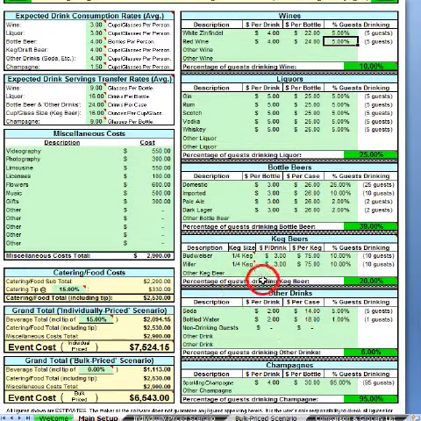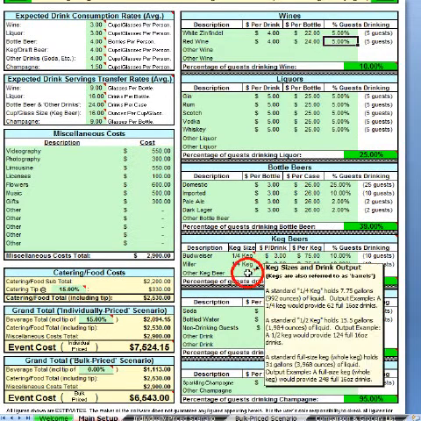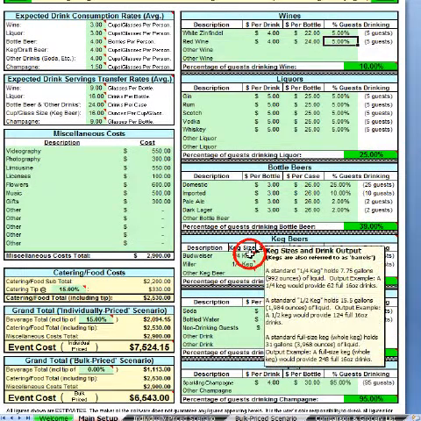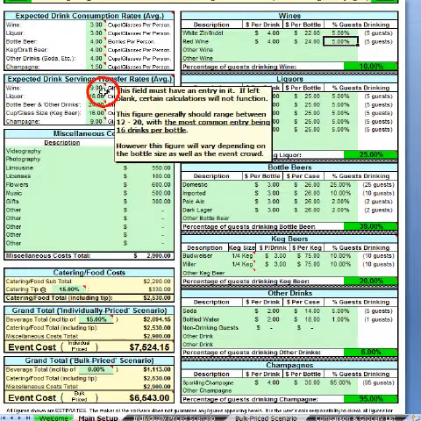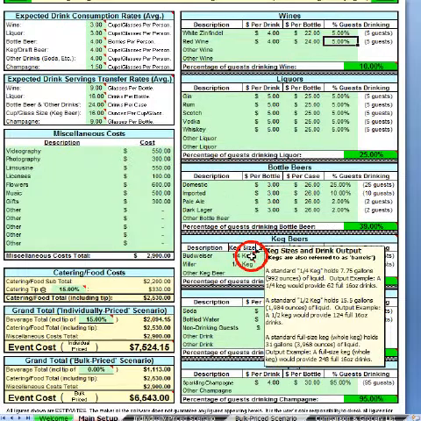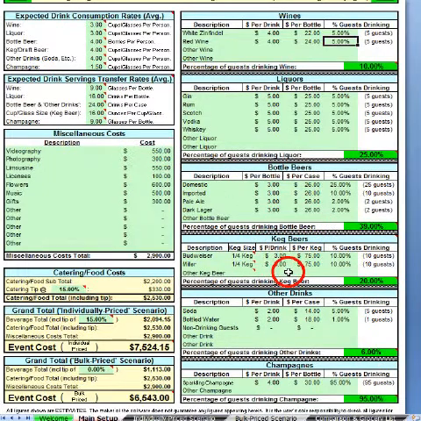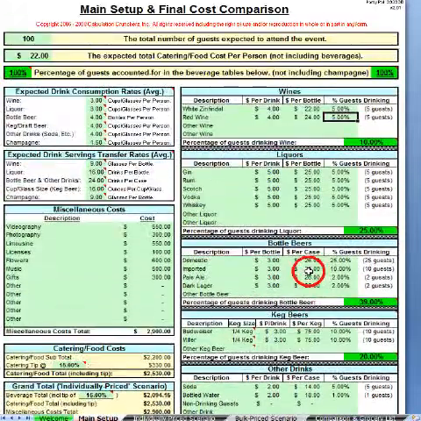Also notice over here these little red triangles. If you float your mouse over it, you get tips that come up giving you information about those cells. On the kegs, it's going to give you information about how much or how many ounces of liquid is in a quarter keg or a half keg or a whole keg, so you can get an idea of how many beers you should expect from each different size of a keg.